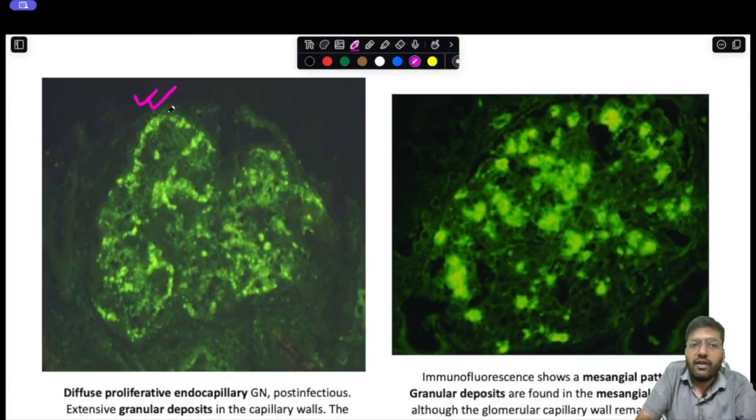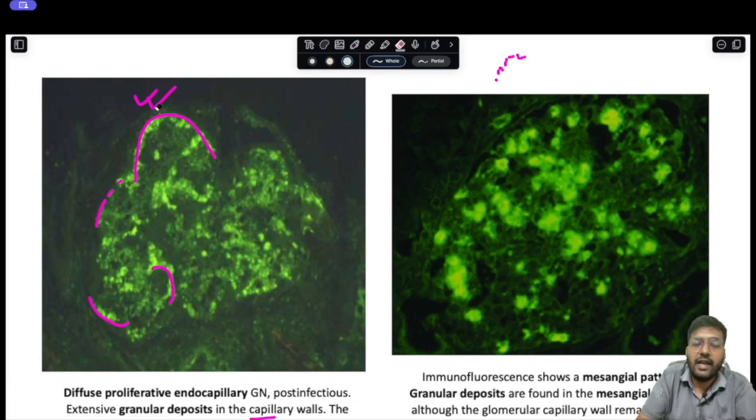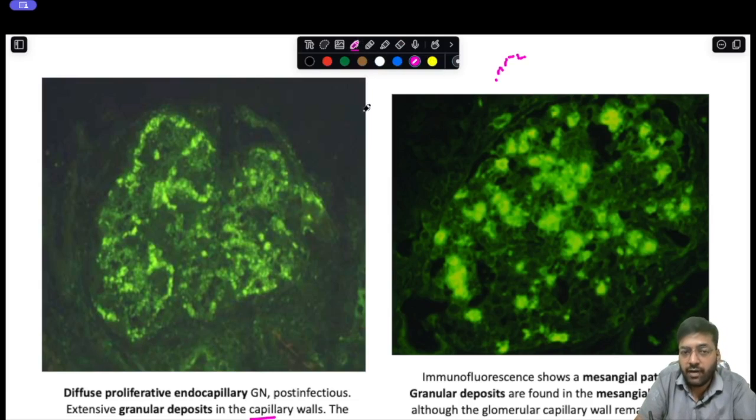As we can see over here, you can see that extensive granular deposit. Granular means like this. So extensive granular deposits, as we can appreciate, in the peripheral capillary walls, and they are joining together like this, giving a look as if it is like a garland. So extensive granular deposits in the capillary walls, and these heavy confluent deposits give an aspect of a garland. Hence, this is called the garland type of immunofluorescence, one of the patterns that you see in post-infectious glomerular nephritis.